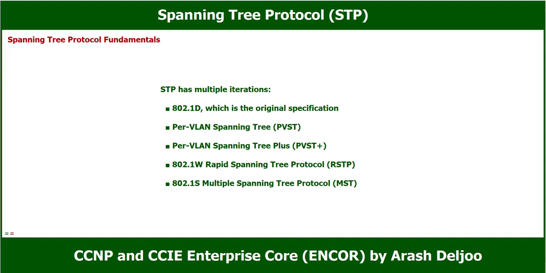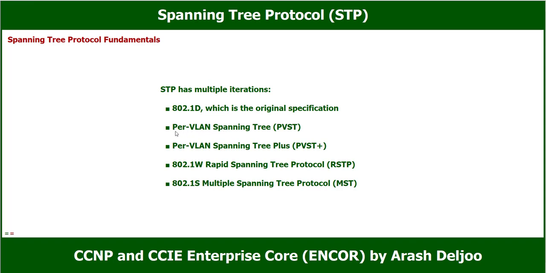Actually, you know that STP is a protocol that we use for providing redundancy in our network and preventing loops. But in the ENCOR class, we should learn about multiple STP iterations or STP versions. Let me review the STP versions. STP has multiple iterations. The first and traditional STP is 802.1d, which is the original specification.